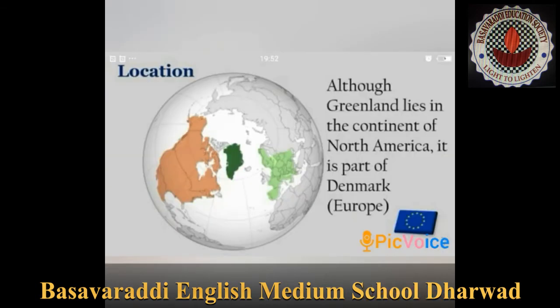Location. Greenland is located in the northeast of North America. Greenland is the largest island in the world. It became a part of Denmark in 1953. It is ruled by the Government of Denmark. It was formed in the year 1981. Its capital is Nuuk. Earlier, it was known as Godthaab. It is also the largest island in the world. It was discovered by Eric the Red.